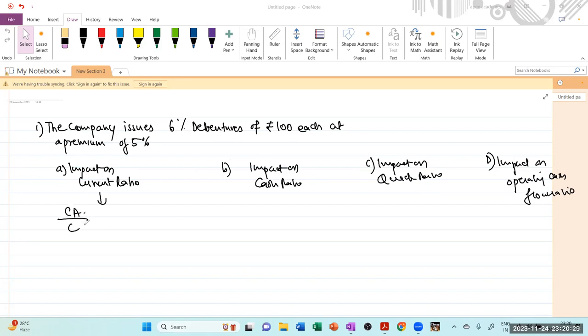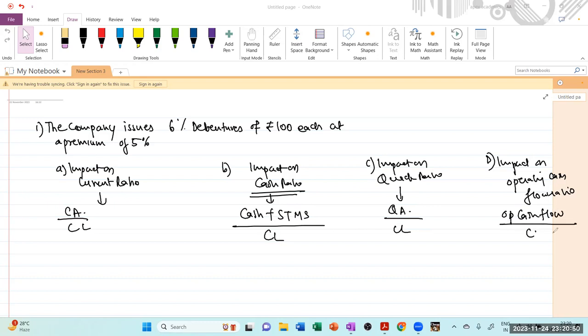Current asset upon current liability. What is the formula of cash ratio? It is cash plus short-term marketable securities divided by current liabilities. What is the formula for quick ratio? Quick assets upon current liabilities. What is the formula for operating cash flow ratio? Operating cash flow divided by current liability. I hope this is clear to you guys.